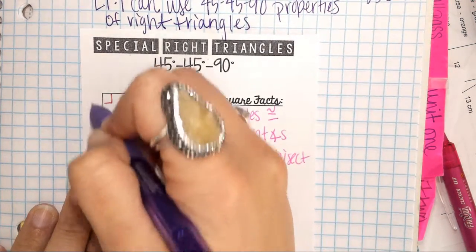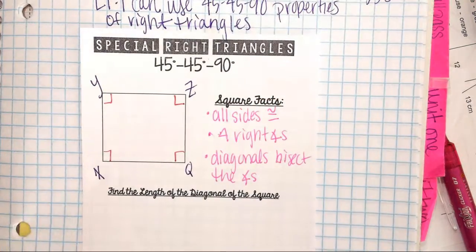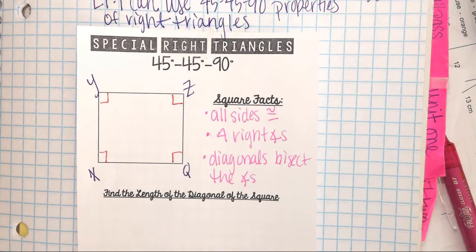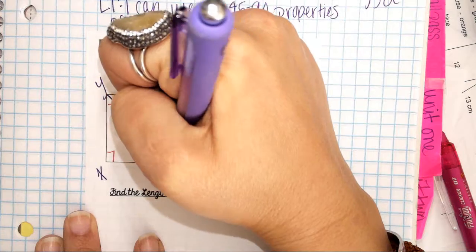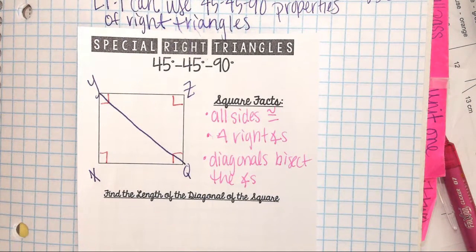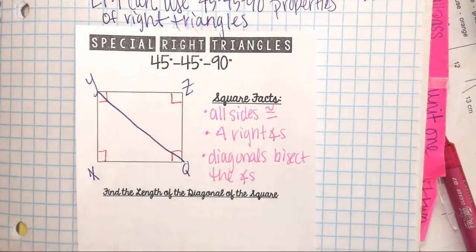Put a box in every single corner. And then I want you to label it X, Y, Z, Q. Okay, so now what I want us to draw is a diagonal from Y to Q. Now we're going to find the length of the diagonal, and see if it's going to be the same thing every single time we work out a problem.